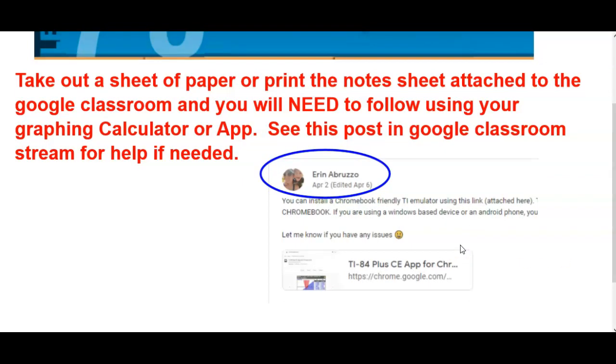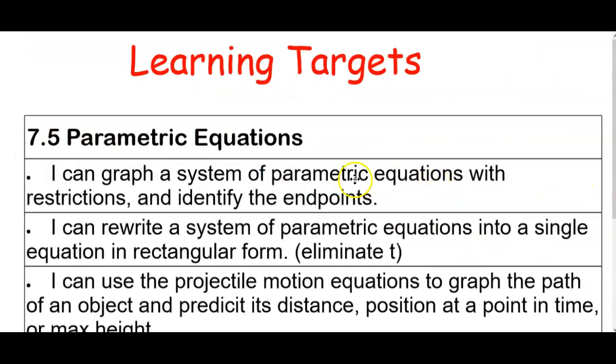All right, the app, if you want it, was posted here in Google Classroom. That's what it looks like, okay? Our learning targets are to be able to graph parametric equations and switch them into rectangular form.